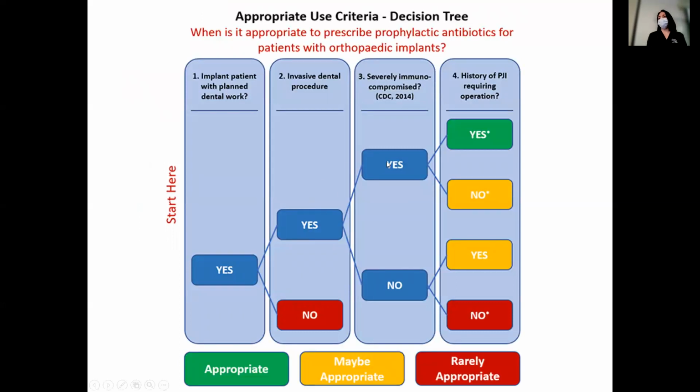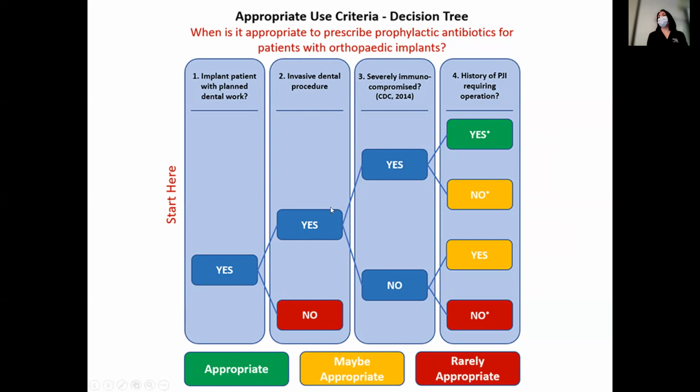This is a decision tree that I found last year. I thought this was really helpful. Oh my word, sorry. When it's appropriate to prescribe prophylactic antibiotic for patients with an orthopedic implant. So implant patient has planned dental work, yes. Okay, is it an invasive dental procedure, yes or no? Invasive means is it going to cause bleeding? Like, are you going to do something to the patient and it's going to cause bleeding? Exploring, probing, invasive, those are invasive.